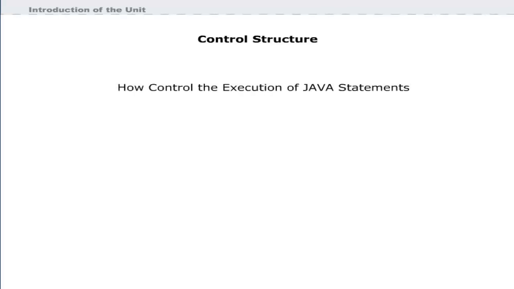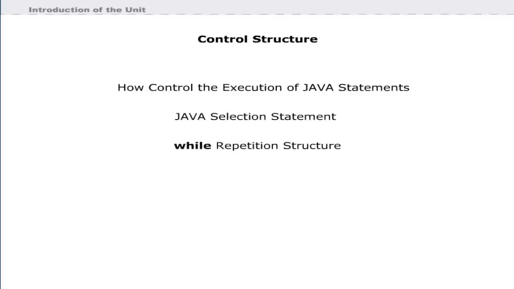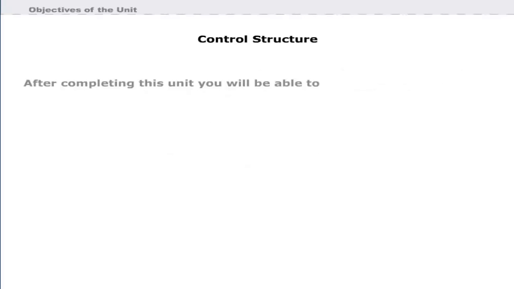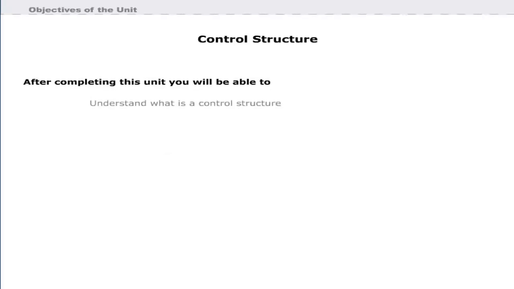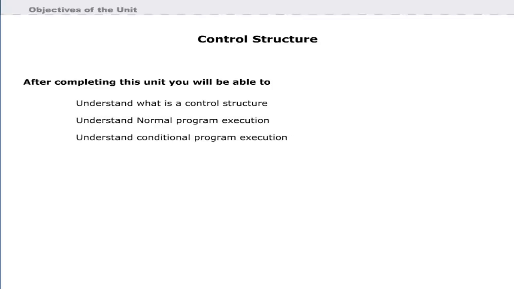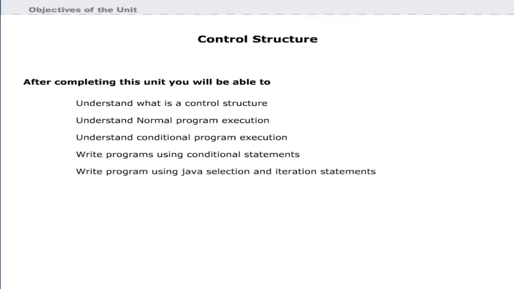In this unit, you will learn control structures. You will learn how control structures control the execution of Java statements. You will also learn Java selection statements and the while repetition structure. We will write some programs to illustrate the use of control statements. After completing this unit, you will be able to understand what a control structure is, understand normal program execution, understand conditional program execution, write programs using conditional statements, and write programs using Java selection and iteration statements.